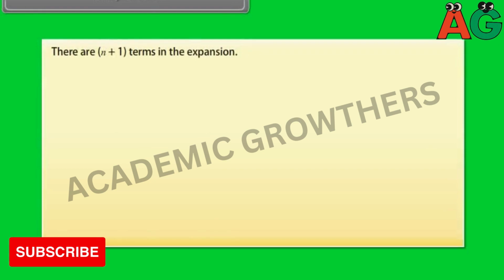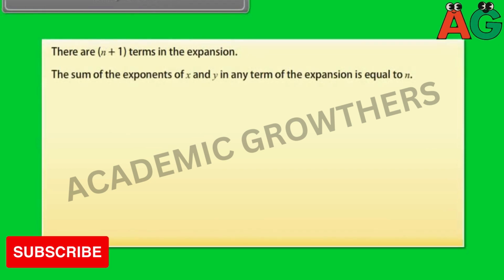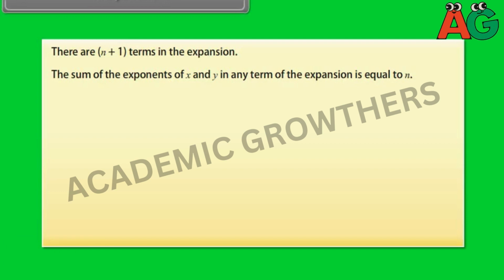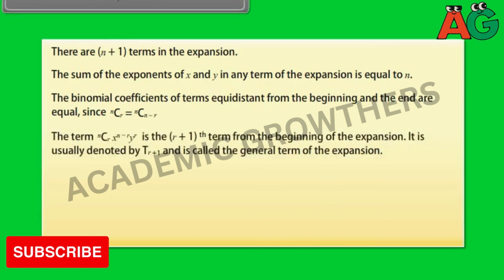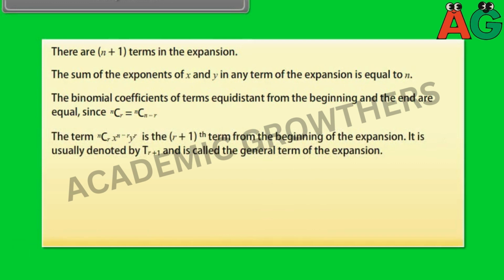Properties. There are n + 1 terms in the expansion. The sum of the exponents of x and y in any term of the expansion is equal to n. The binomial coefficients of terms equidistant from the beginning and the end are equal, since nCr = nC(n − r).